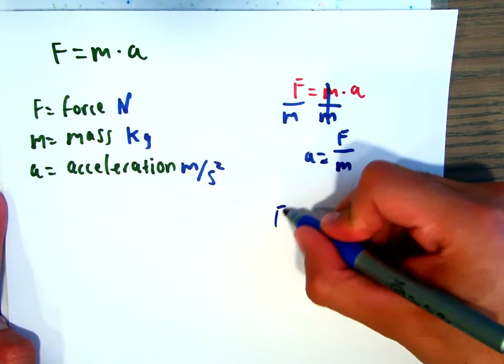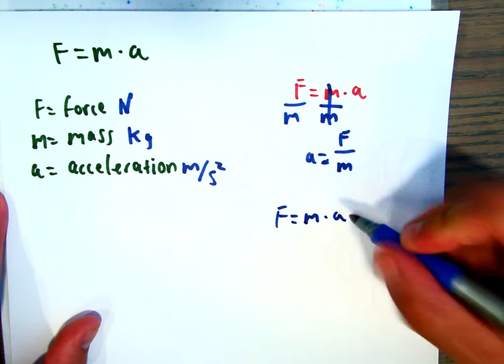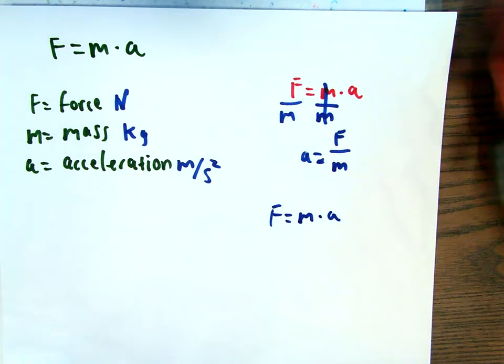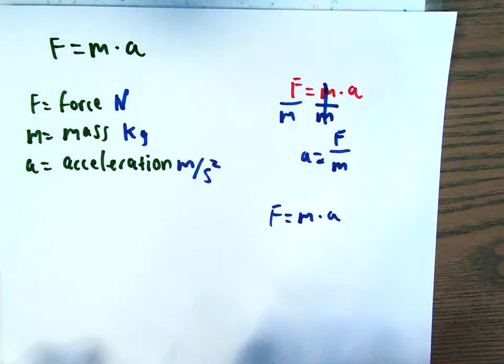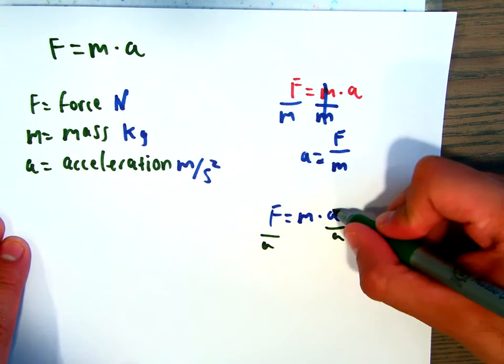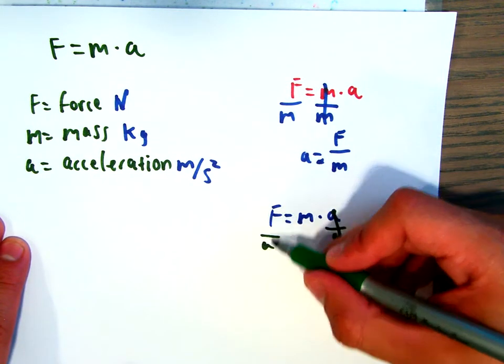Well, let's start with our original equation again. Now I need to move acceleration to the other side. How do I do that? I just divide by A, divided by A, cancel. Mass equals force divided by acceleration.